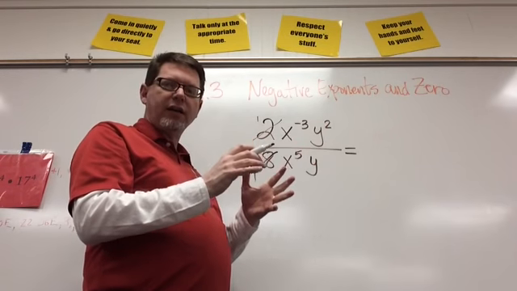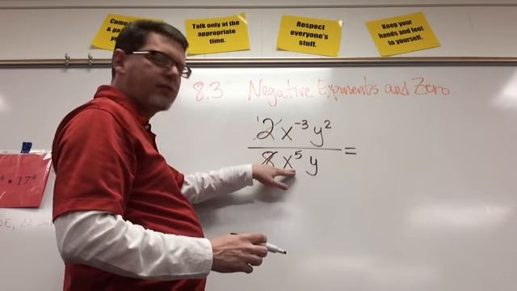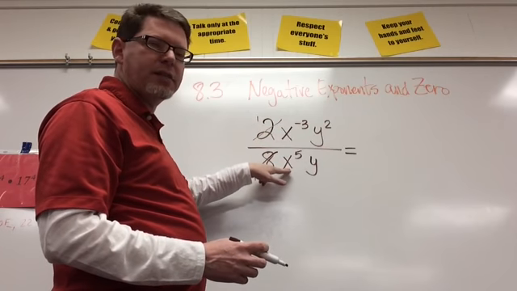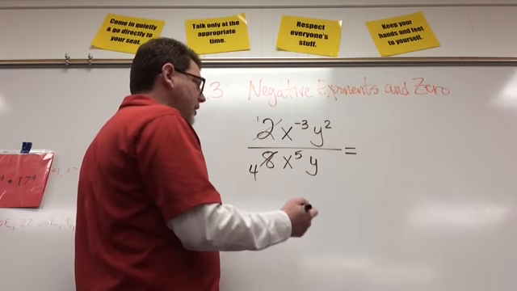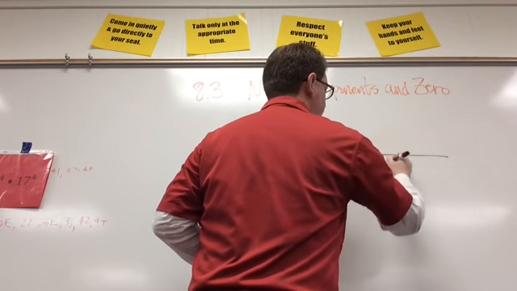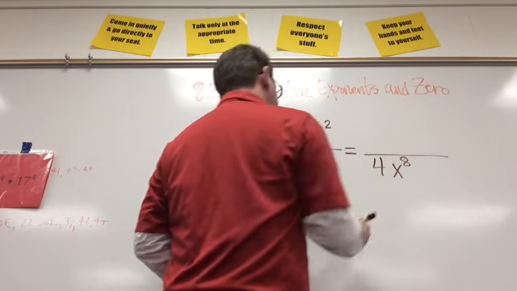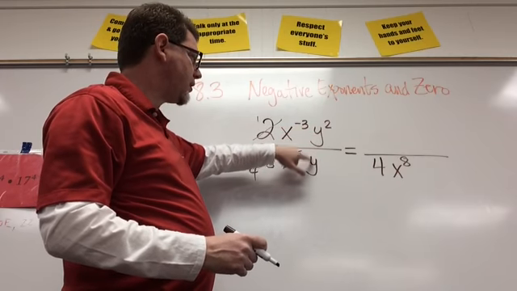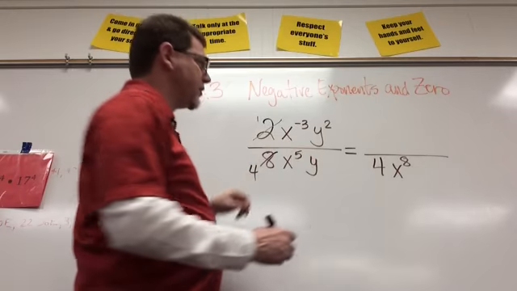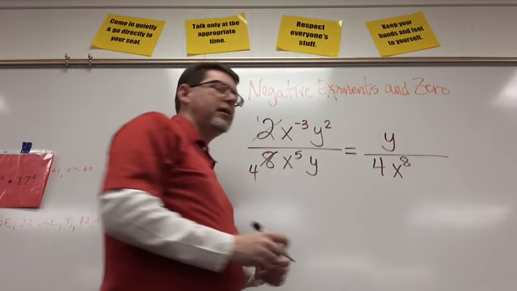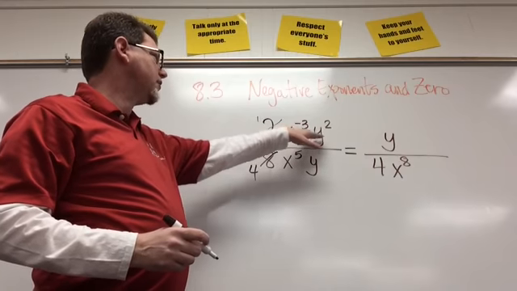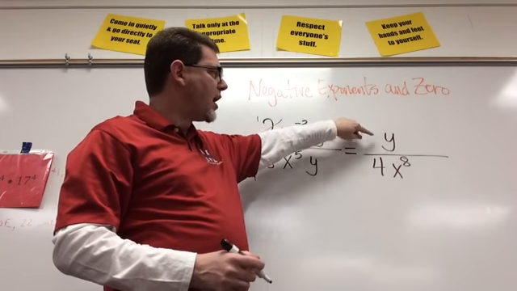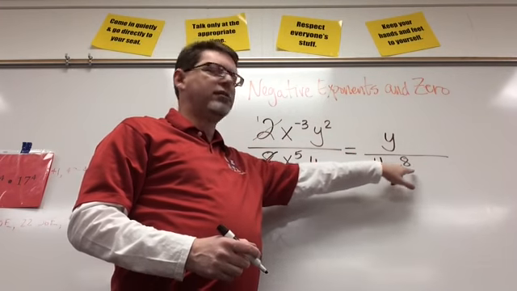So the way I can look at this two ways. I can take the x to the third and move it down to the denominator. And when I move it down to the denominator, I've got x to the fifth times x to the third, which gives me x to the eighth in the denominator. So I have 4x to the eighth. And I've got y squared over y. So I subtract those two, and I'm left with y to the first power, so y stays on top. So this 2x to the negative third y squared over 8x to the fifth y simplifies to y over 4x to the eighth power.